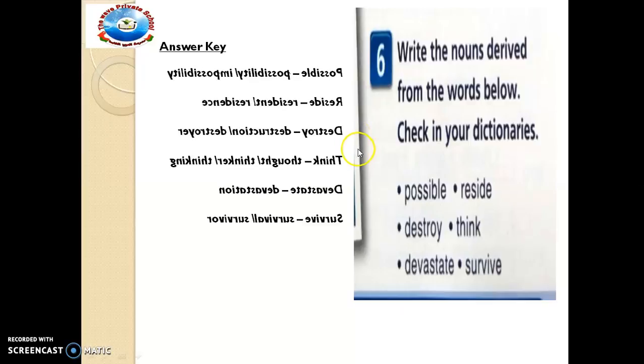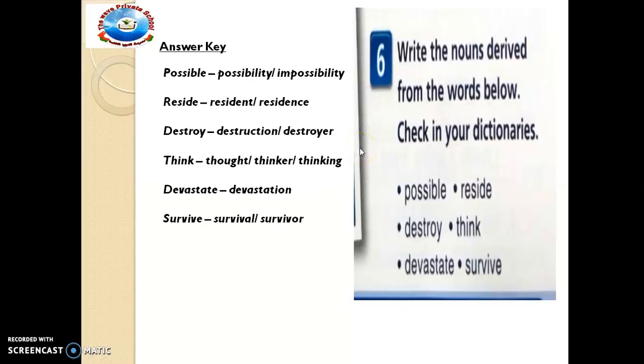Yes. Possible is what? Possibility. And impossibility. Possible, possibility, reside, residence. Destroy, destruction, and destroyer. Think, thought, thinker, thinking. Devastate, devastation. Survive, survival. Survival. Okay, friends, it's been a wonderful time.